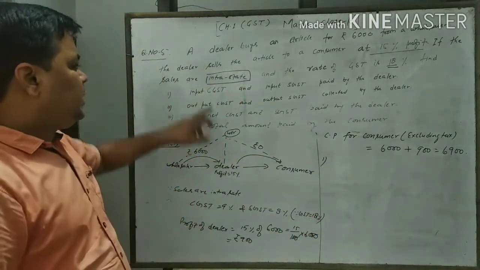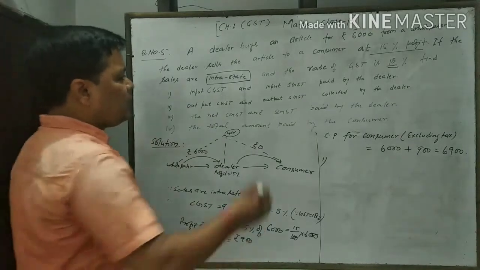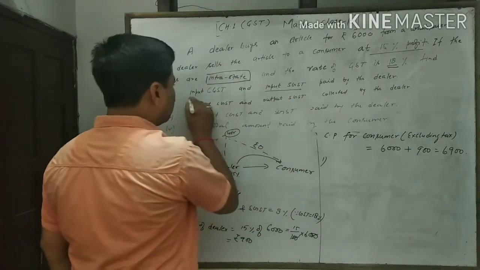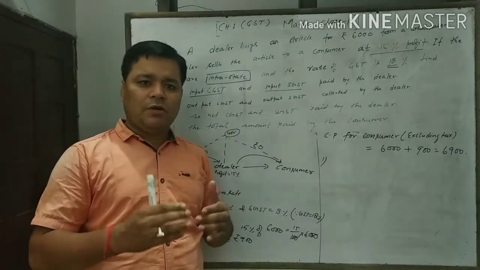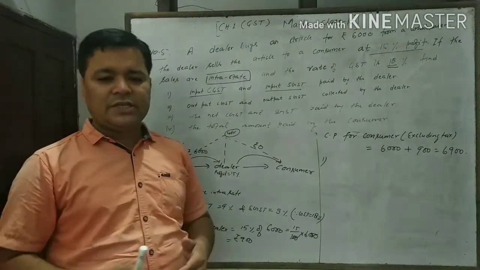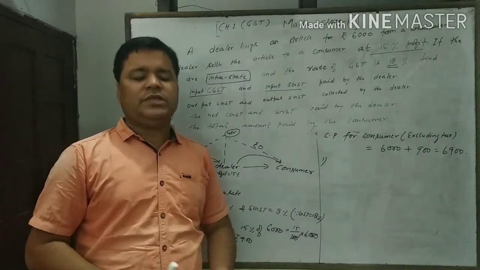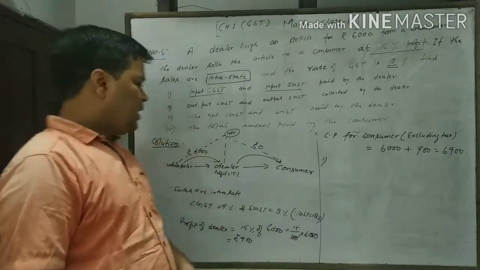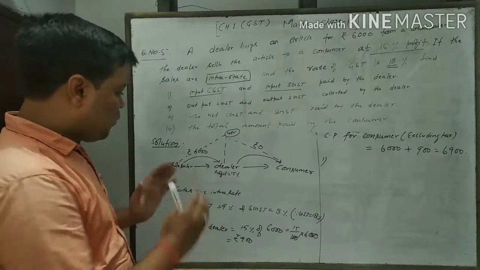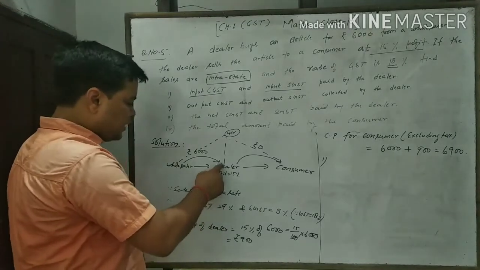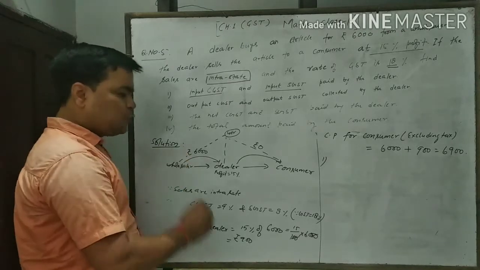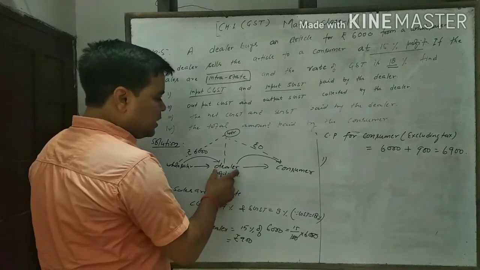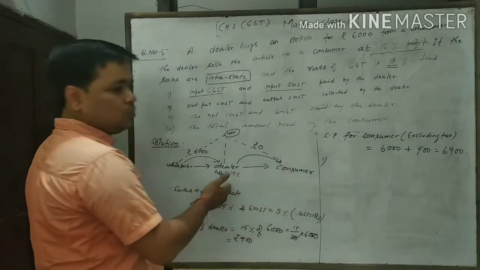First question is input CGST and input SGST. So first of all, we should understand what is the input CGST or SGST and what is output CGST or SGST. Input CGST means whatever dealer gives to wholesaler as tax, and output means whatever dealer collected from consumer.